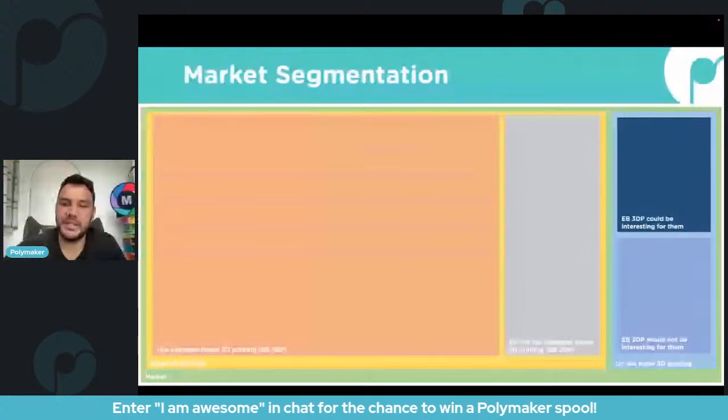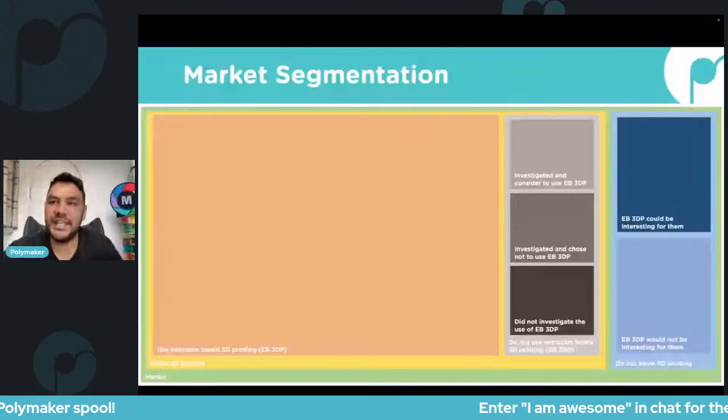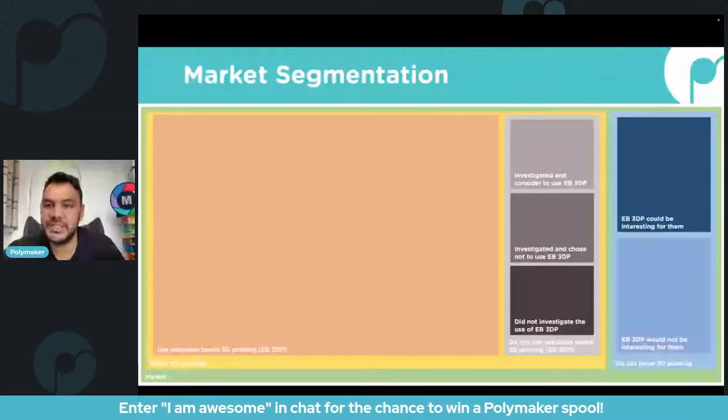And for the people that know and don't use 3D printing, either they already investigated 3D printing and they are considering using it, or they investigated 3D printing and they chose to not use it, not very interesting.